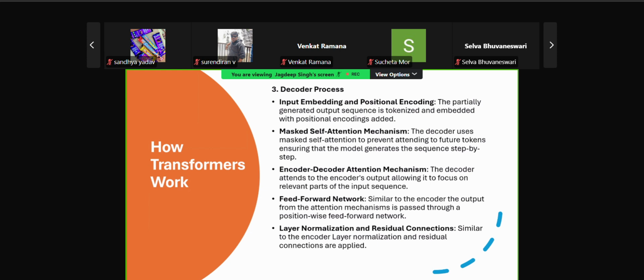Decoder processes: input embedding and positional encoding, masked self-attention mechanism, encoder-decoder attention mechanism, feed forward network, layer normalization, residual connections. All these are the parameters of the decoder processes.